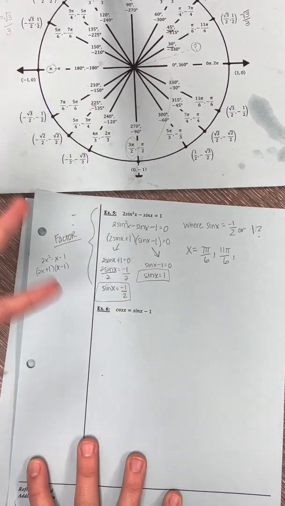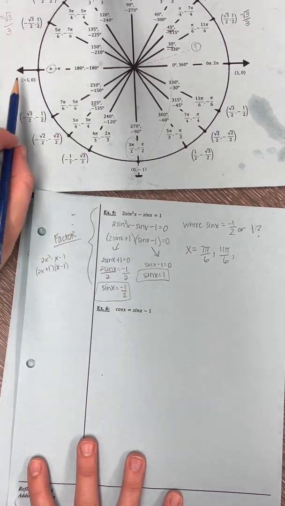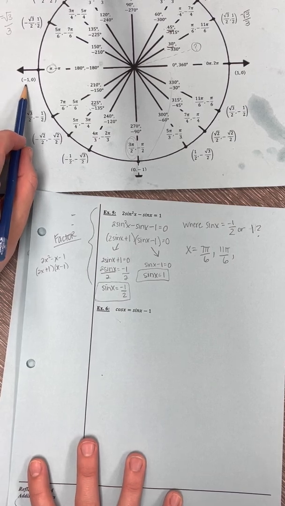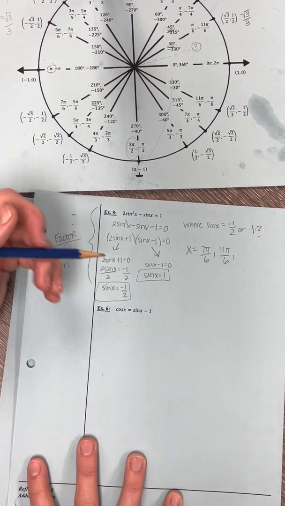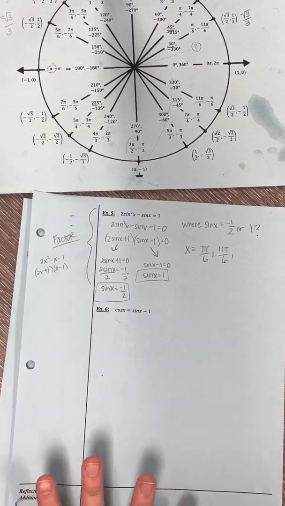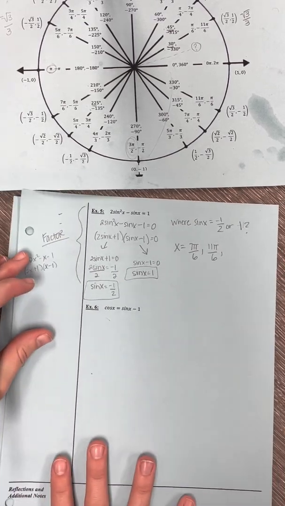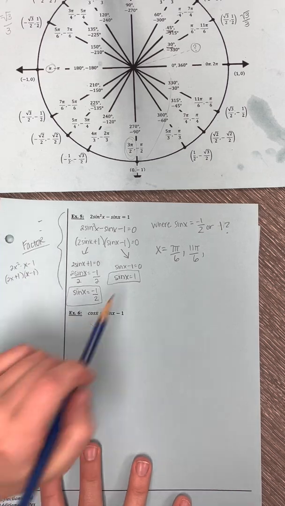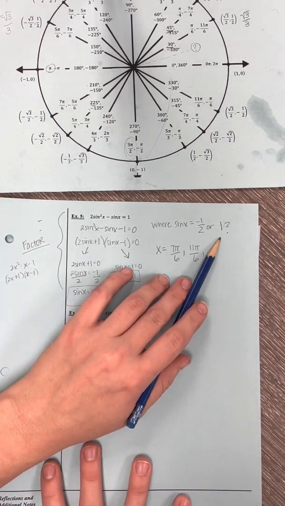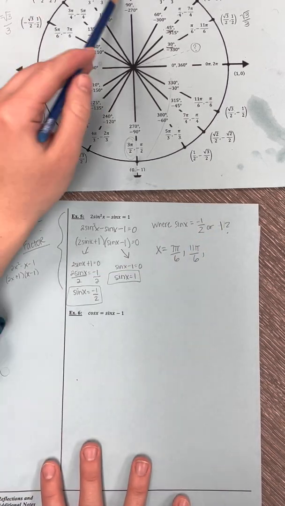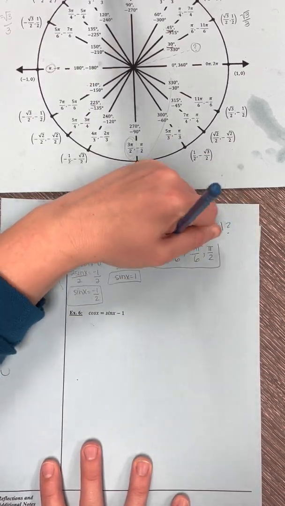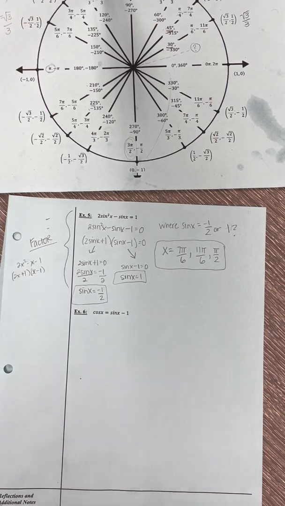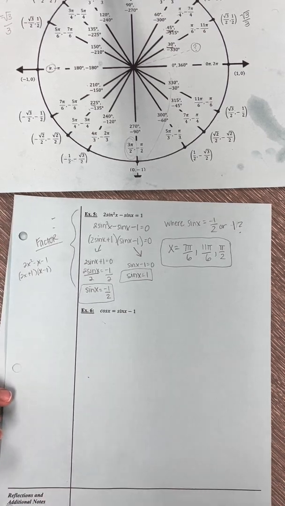There should typically be at least 2 of everything, unless it's an axis. Sometimes there's just 1. So most of the time you should have at least 2 answers for every sine or cosine that you're finding. And then we have where sine is 1. And that will be pi over 2. All right, our last problem.